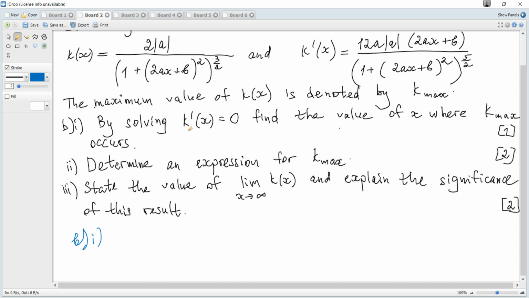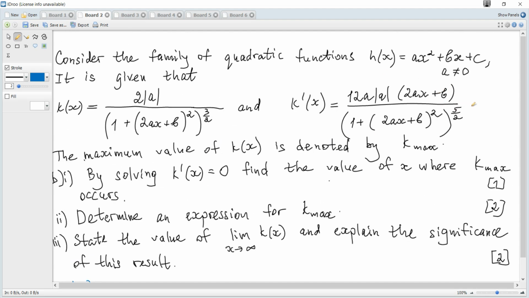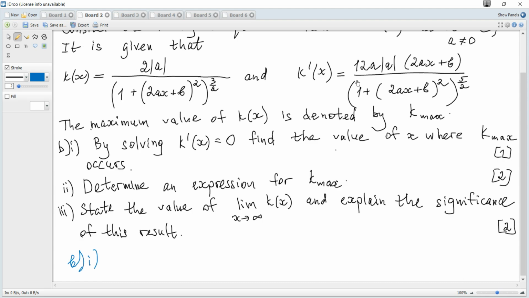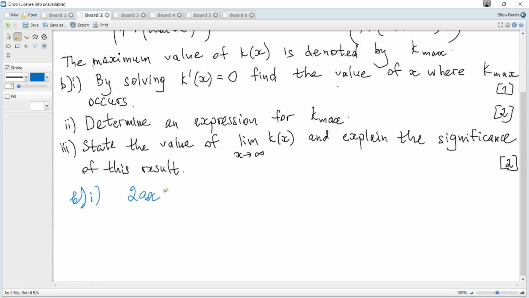So let's consider the derivative of k is 0. You can see that the fraction is 0 when the numerator is 0 and the denominator cannot be equal to 0. We can see that the product is 0, but a cannot be 0, so 2ax plus b is 0, hence x is negative b over 2a.